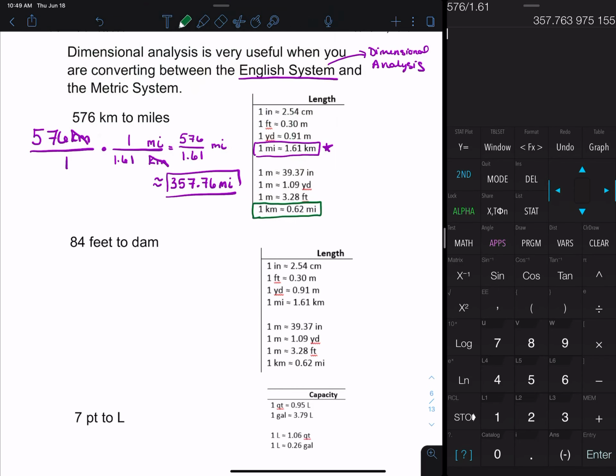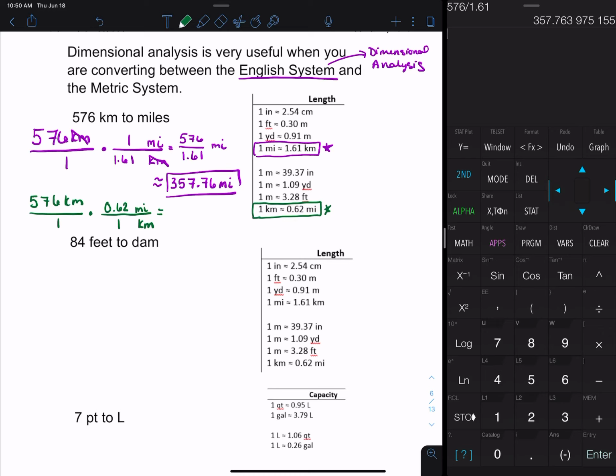Now, let's look at what happens if I do the same problem using this other conversion. So I'll still have the 576 kilometers over 1. I still want the kilometers to cancel out, so I make sure that they're diagonal from each other, and I want to end up with miles. This time I'm using that conversion. 1 kilometer is about 0.62 miles. Notice all these squiggly equal signs, they mean approximately or about. They're giving us a clue that something's rounded.